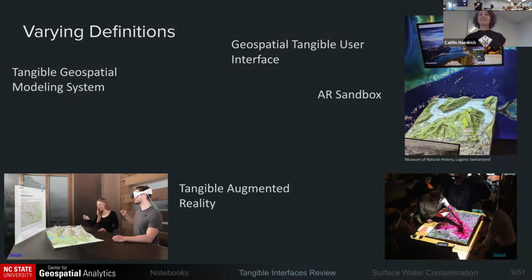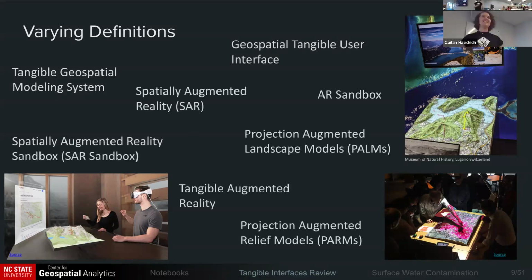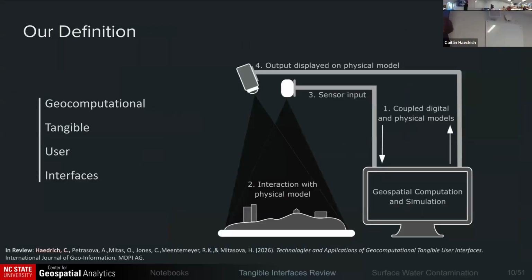You might find AR sandbox. You might see some people put spatially augmented in front of that, or maybe drop the sandbox, or there's even a line of geography literature that calls them projected augmented relief or landscape models. So all of these, though, can be used to refer to systems that have this geospatial computation coupled with a physical model. And so we decided to come up with our own criteria, and we needed a name for what we were going to call them for systems that meet our criteria. So we settled on geocomputational tangible user interfaces, or G-TUI.